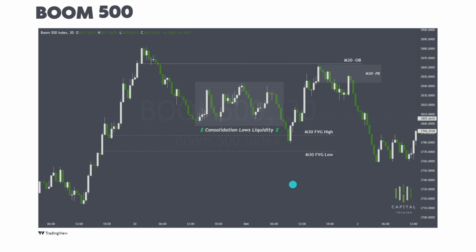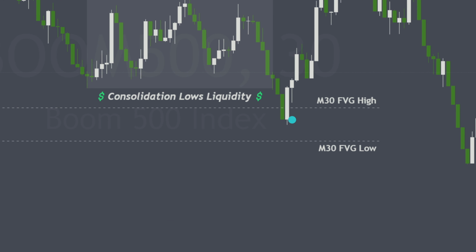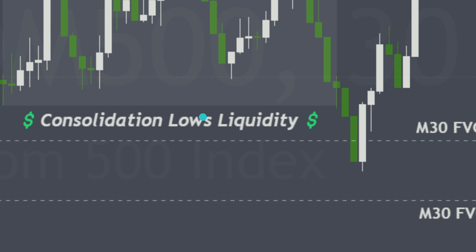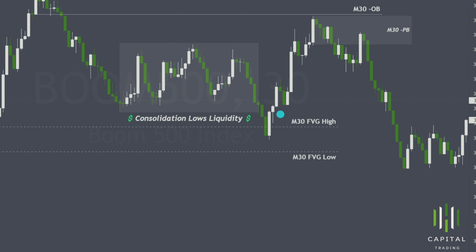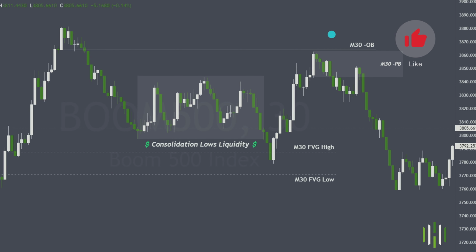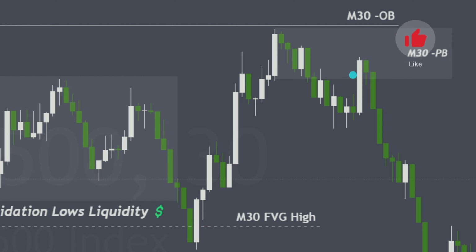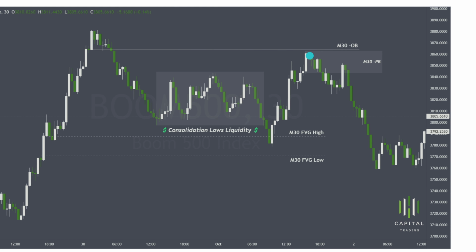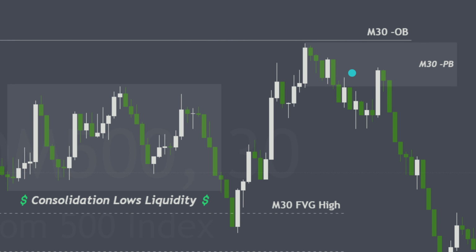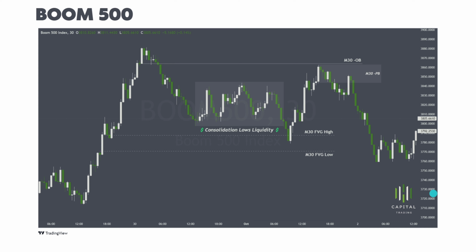So what happened was price did reach into the fair value gap high after taking out this consolidation low liquidity, and then eventually spiked to the upside and reached into this bearish order block up here and then dropped, came back into this propulsion block. Remember the candle that reached into the bearish order block, we now look into it for later retracements, and we call it the bearish propulsion, right? Then it dropped to the downside.